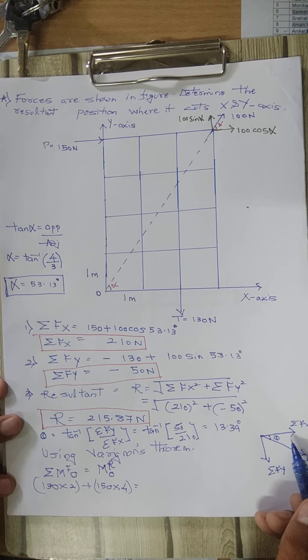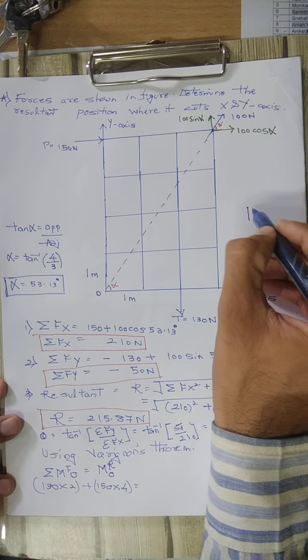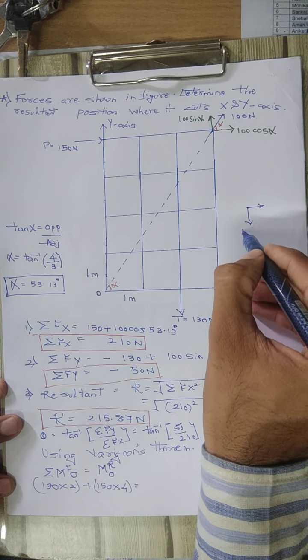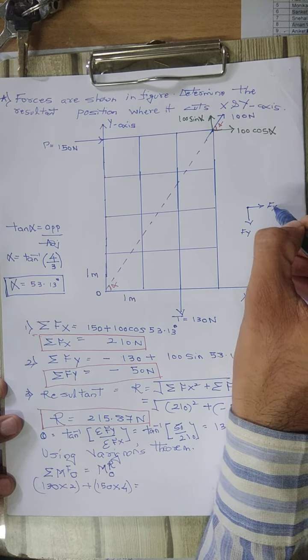Then we have to take fx and fy. Instead of the resultant we will take fx and fy. So if we are imagining this at this point, I'm drawing this, this is the summation of the fy component. Imagine this is the fx component.